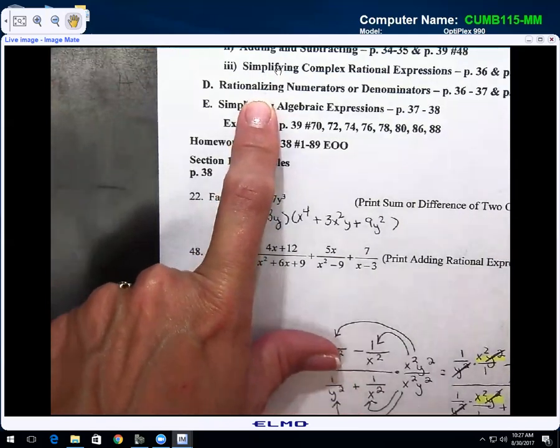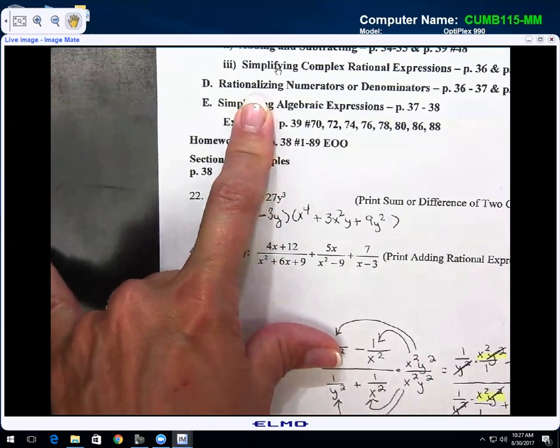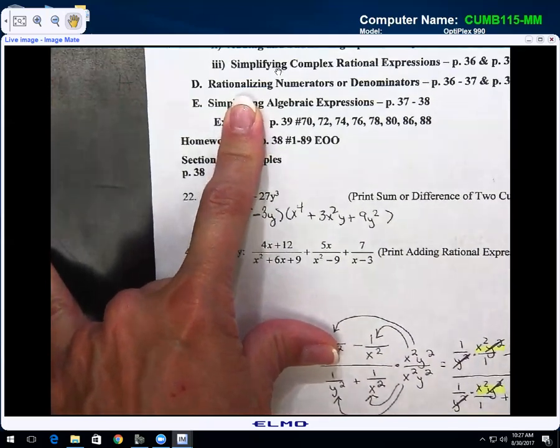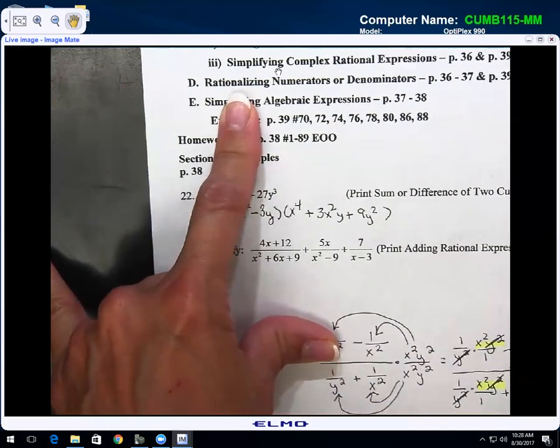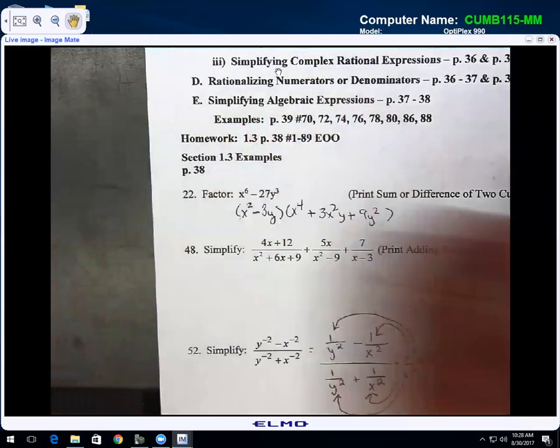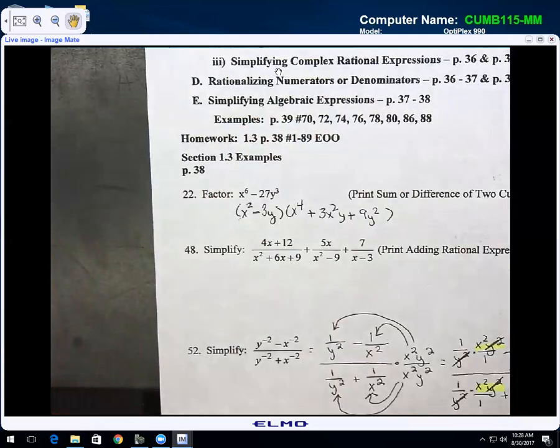Sometimes in college or in calculus, we need to rationalize the denominator. Sometimes we actually rationalize the numerator. We've never done that before, but it would work the same way. If you wanted to rationalize the denominator of a radical expression, let's say you had 2 over square root of x minus 2, what could you multiply that denominator by to rationalize it? Rationalize means get the radical out of the denominator.